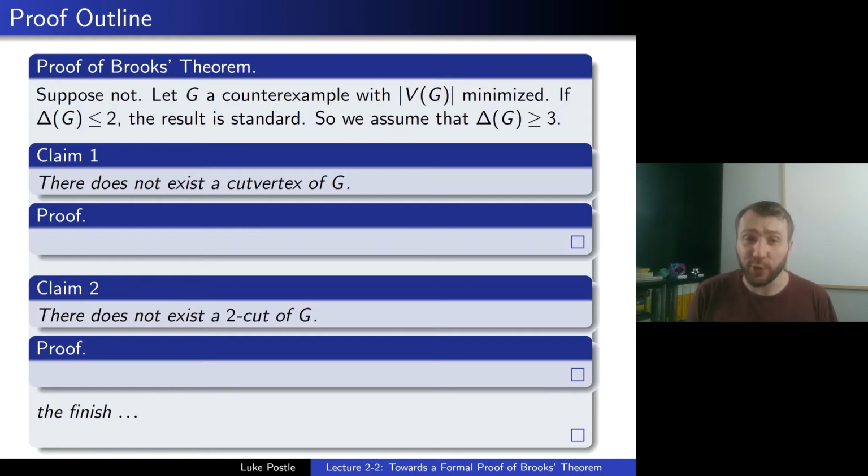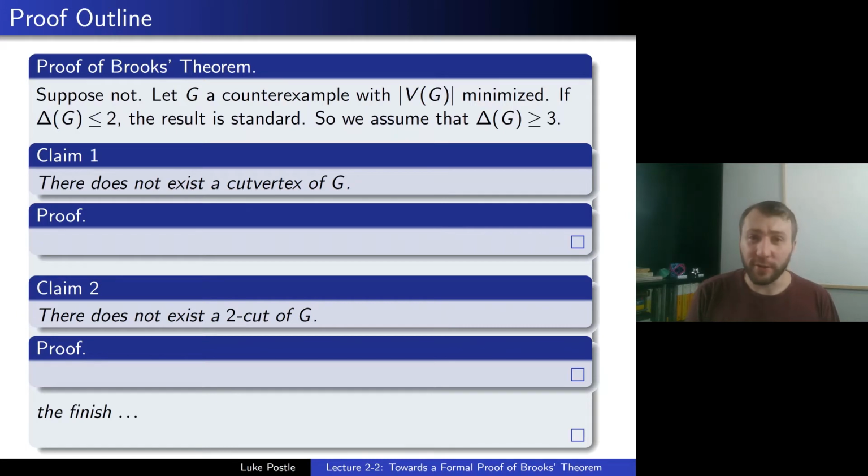We say "suppose not," as a beginning, so that tells us we're going to go by contradiction. We let G be a counterexample with |V(G)| minimized. And if delta of G is at most 2, the result is standard. I could include this part in the proof, but instead we'll just skip the odd cycle case, as that's from undergrad graph theory and rather standard. So we assume that delta of G is greater than or equal to 3.